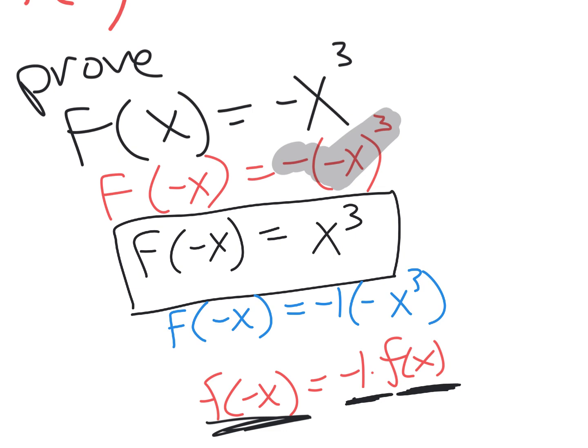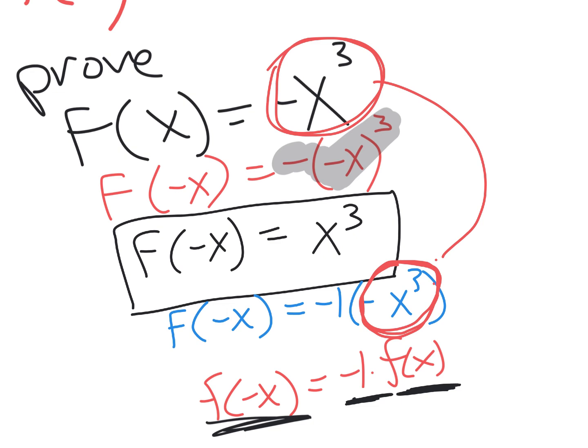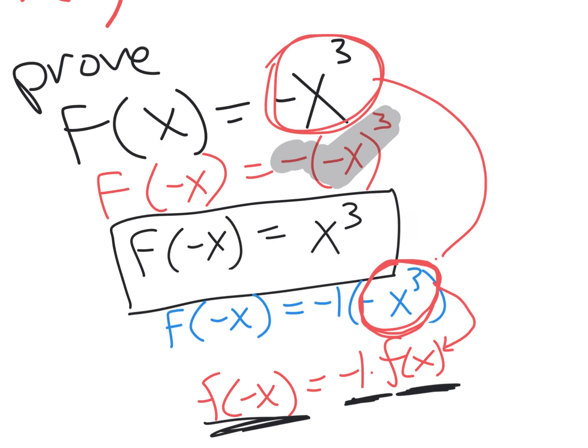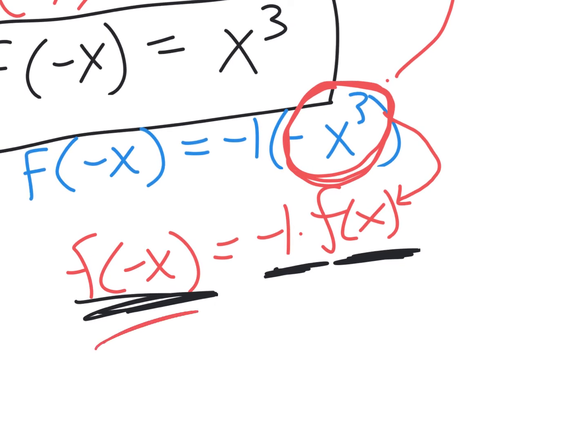Now, was this really f of x? Yeah, look at that. It was. So I can replace that with f of x. And I've got my ideal statement that f of negative x came out to negative 1 times f of x. Notice I had to factor out the negative 1 to make it work at the end. All right. That's the main thing for today.